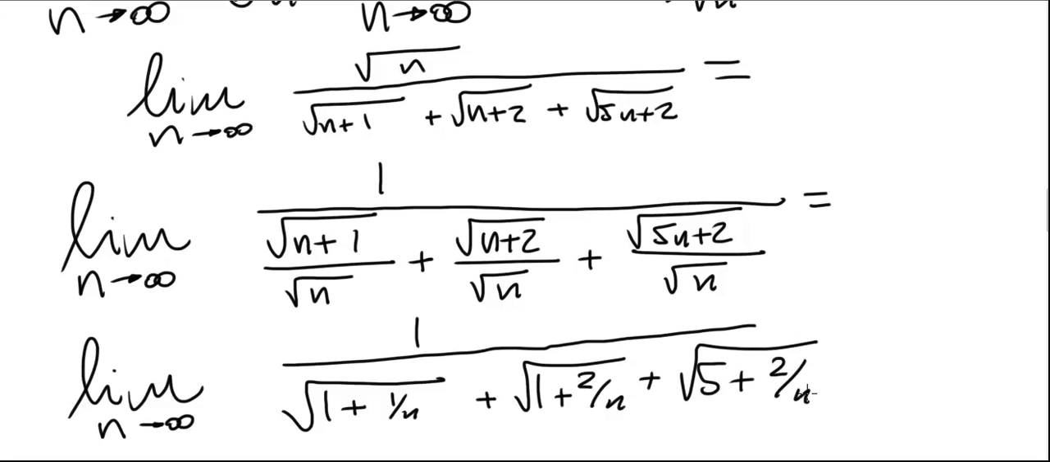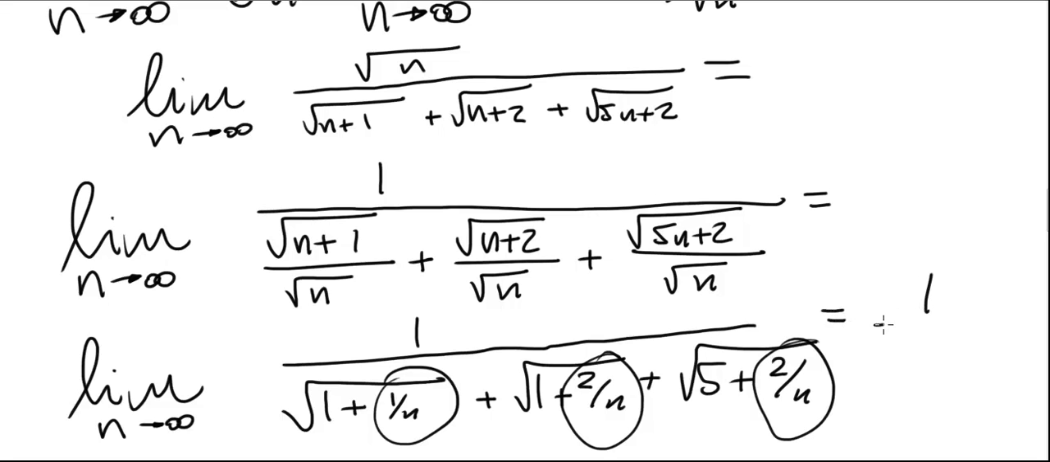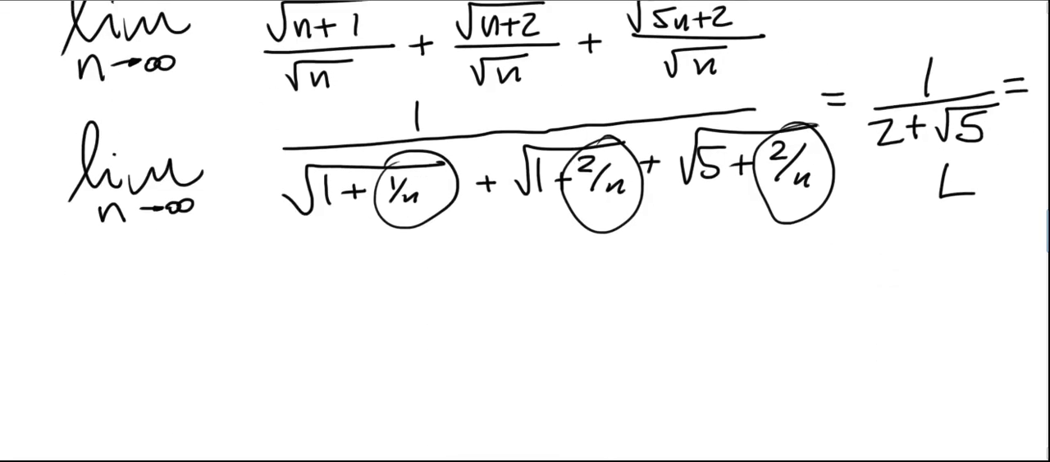And now let's take the limit as n goes to infinity. So 1 over n here, 2 over n here, and 2 over n here all go to 0. We are left with 1 plus 1 plus square root of 5 in the denominator. That's 1 divided by 2 plus the square root of 5, which is our limit L. It is clearly positive. It is finite. So we can draw the conclusion now based on the limit comparison test.